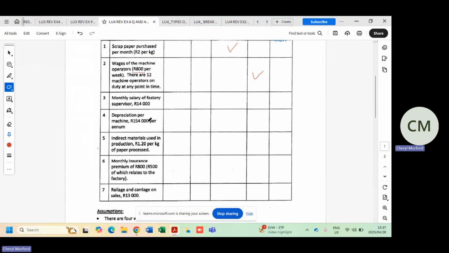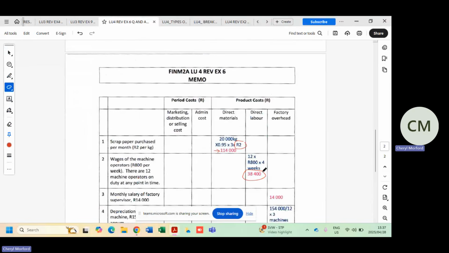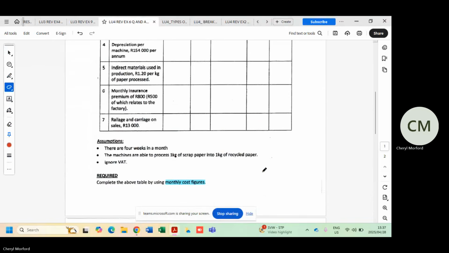So here is my working for that. So the total wage bill is the 38,400. And of course, it's direct labor.